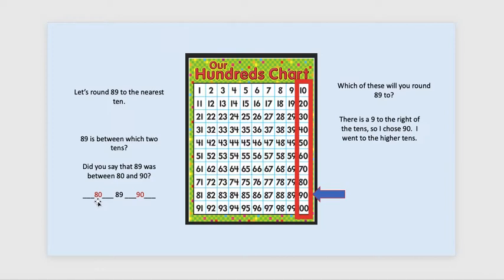Did you say 89 was between 80 and 90? If you did, you were correct. We look at the 9. If the numbers are 5, 6, 7, 8, or 9, I go up. So we went up, and 90 would be the answer to round 89 to the nearest 10.